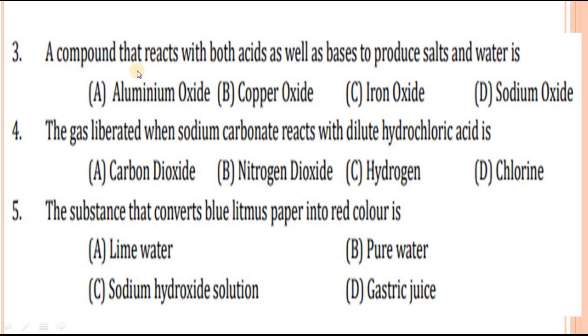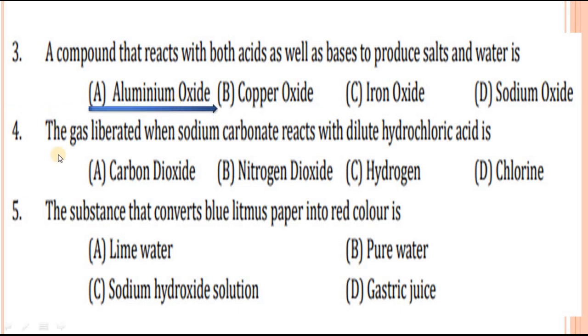Question number 3. A compound that reacts with both acid as well as bases to produce salt and water is. Here they are asking about the amphoteric oxide. If you see these 4 options, aluminum oxide, copper oxide, iron oxide and sodium oxide, the aluminum oxide is the amphoteric oxide. So A will be the right answer.